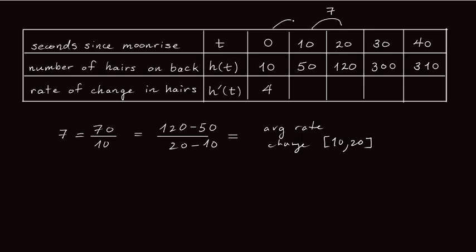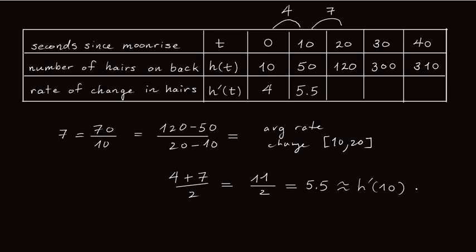We already figured out the average rate of change between 0 and 10. We just did that a few seconds ago, and that was 4. And now to figure out what happens at 10, to get the best estimate, we add 4 and 7 together and divide by 2. So that's equal to 11 over 2, which is the same as 5.5. So our estimate of h prime of 10 is going to be 5.5.